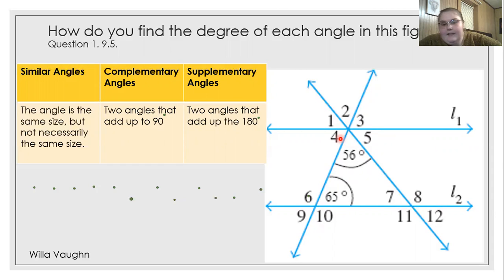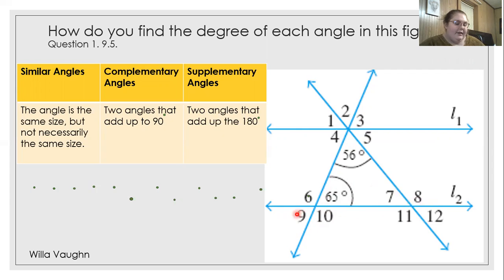So angle 5 is going to be opposite, a vertical angle, with angle 7 down here. So that means that angle 5 is going to be 59 degrees. Angle 6 over here is going to be a supplementary angle with the 65 degree angle. So you're going to do the same math from before, 180 minus 65, and you'll get 115 degrees for angle 6. Angle 8 is going to be supplementary to angle 7, these two. So with the previous math, we'll get 121 degrees for angle 8.